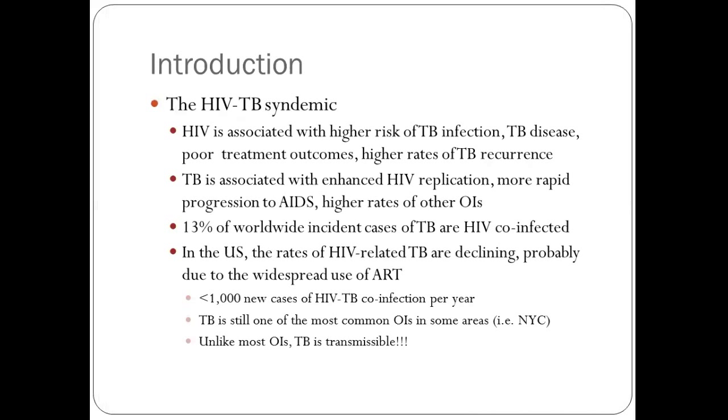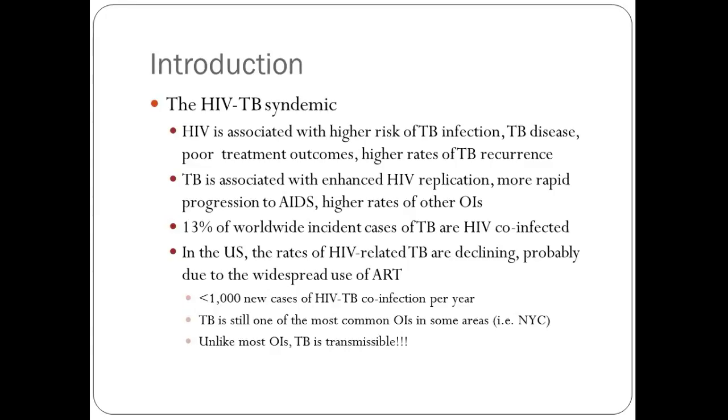As an introduction, I wanted to mention, we sometimes forget about this, but HIV and TB is really what we call a syndemic. You remember the concept of an additive effect when we're talking about two different drugs, and then a synergistic effect, right? It's the same with HIV and tuberculosis, meaning that one affects the other and vice versa. So HIV is associated with a higher risk of tuberculosis infection, latent tuberculosis infection, tuberculosis disease, poor treatment outcomes, and higher rates of tuberculosis recurrence and relapse.